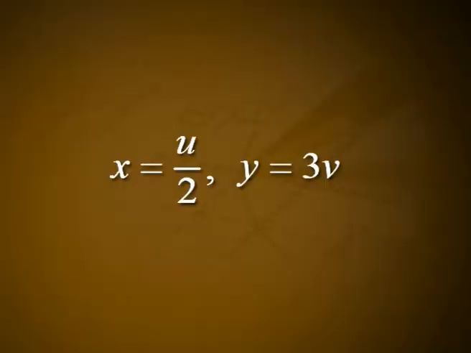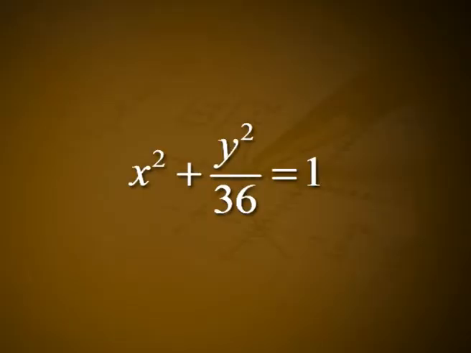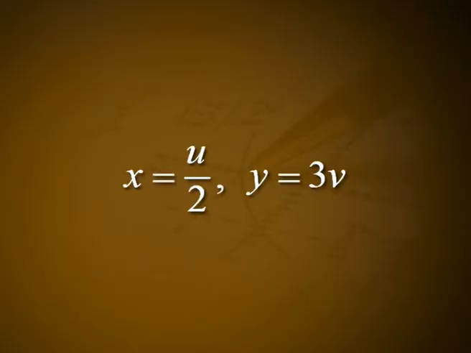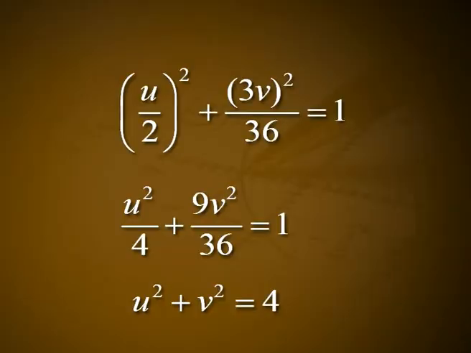Example 1. Determine the new region that we get by applying the transformation x is equal to u by 2, y is equal to 3v to the region R enclosed by the ellipse x square plus y square by 36 is equal to 1. Solution. Substituting x is equal to u by 2, y is equal to 3v in the given ellipse, we obtain (u by 2) whole square plus (3v) whole square by 36 is equal to 1. That is u square by 4 plus 9v square by 36 is equal to 1, which is equal to u square plus v square is equal to 4. So, we started out with an ellipse and after the transformation we had a disk of radius 2.